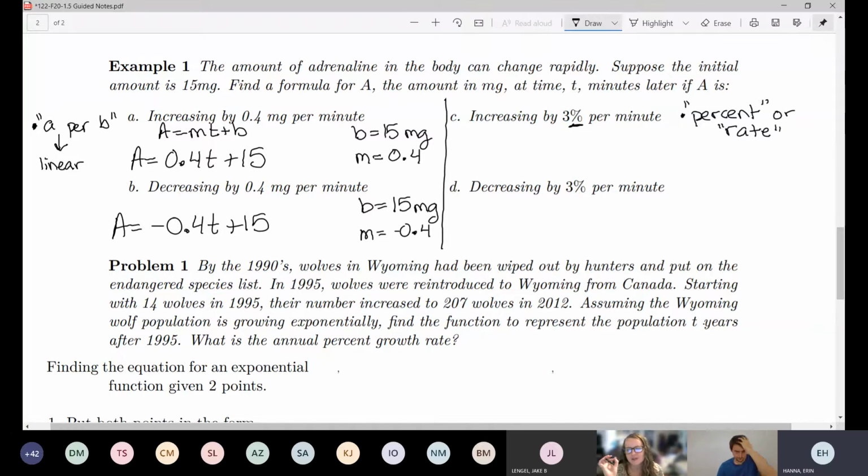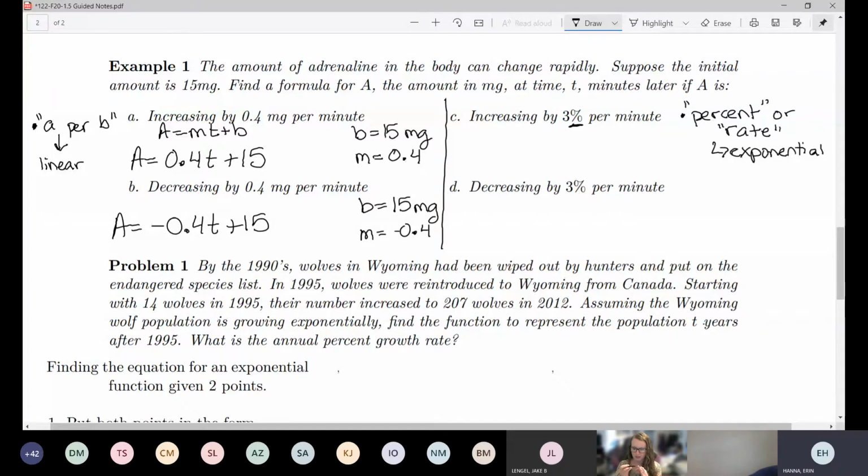If you see the word or the symbol percent or the word rate, then it's exponential. I don't care that it says percent per minute. The percent wins out over the per language, which is what I was trying to get at when I said that we have to be the tiniest bit careful with just saying that anytime you see per, it's linear. Because in this case, we do still have the word per, but the percent kind of wins out.